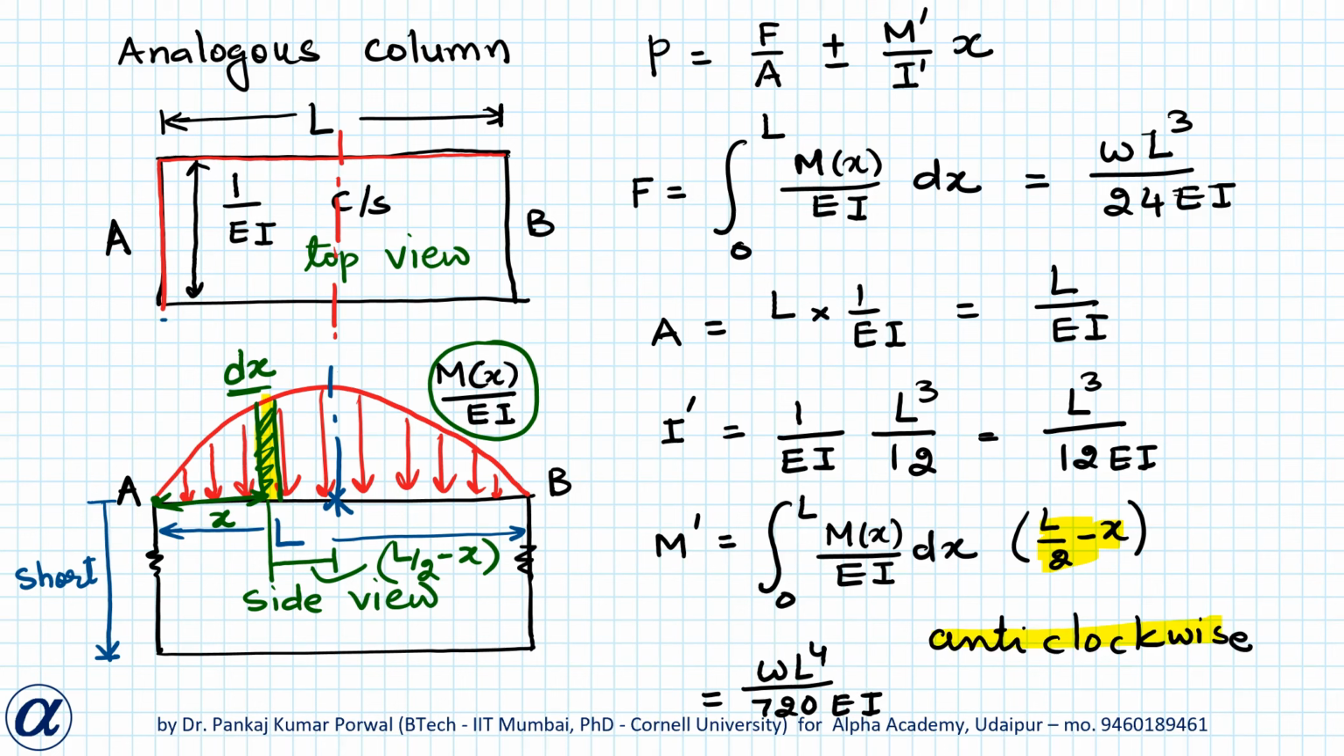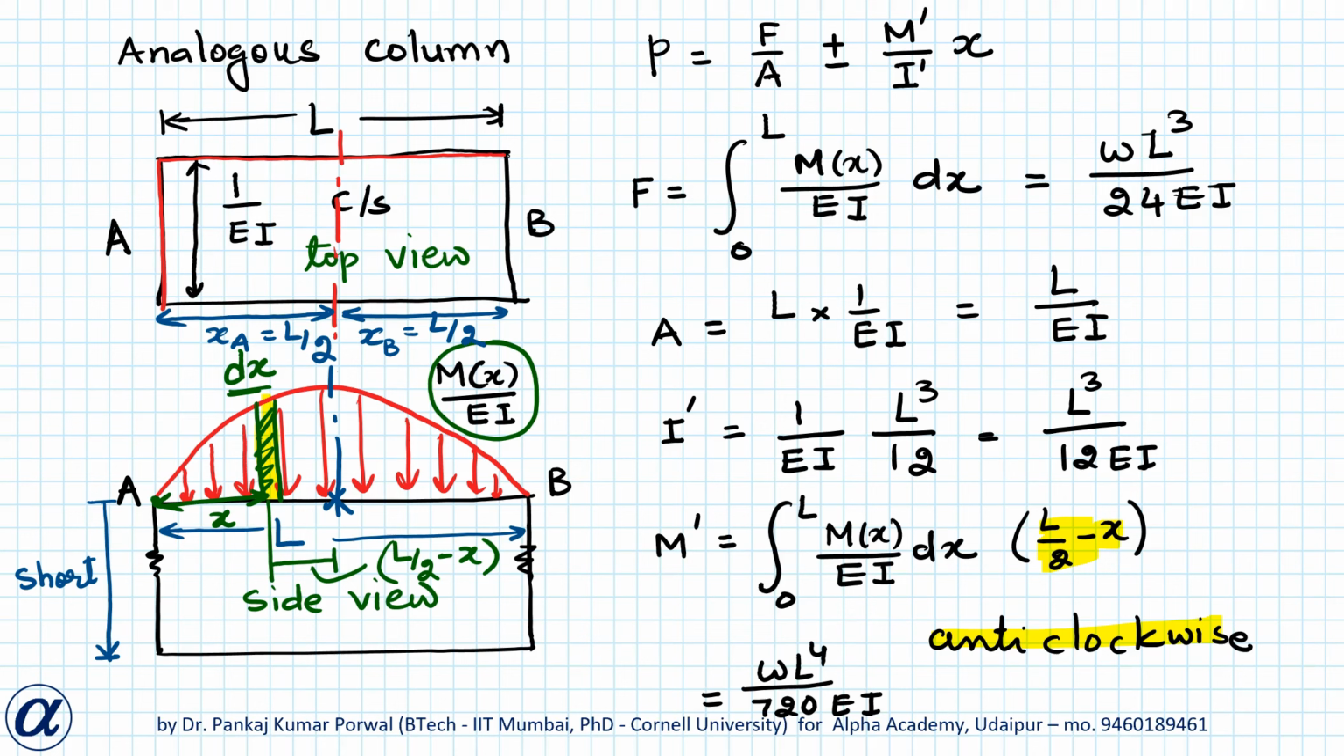So now XA is this, and that is L by 2, and this distance will be XB, and XB is also L by 2. So now I can write pressure at both the edges for this column, and also note that because the resultant moment about the centroidal axis because of this distributed load is anti-clockwise, that moment will have a tendency to rotate our column in this way. So moment M dash will produce tensile stress at A and compressive stress at B. So for PA I will use plus sign, and for PB I will use minus sign.